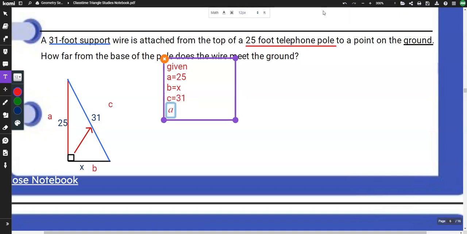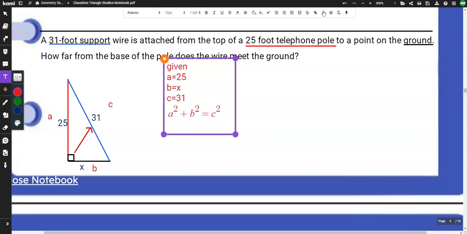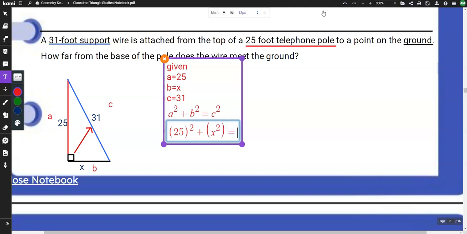Our formula: A squared plus B squared is equal to C squared. We're going to do the substitution. So we have 25 squared plus x squared equals 31 squared.